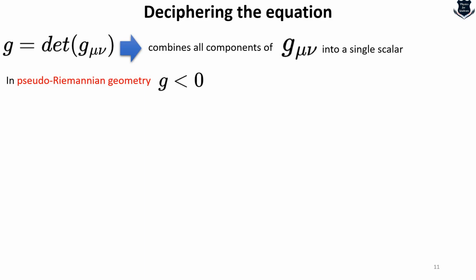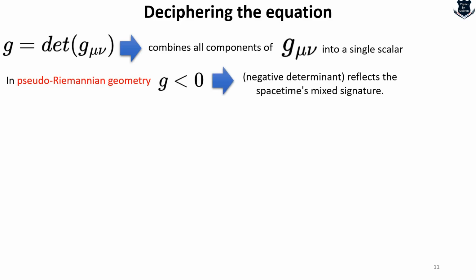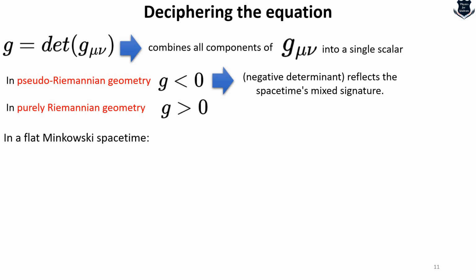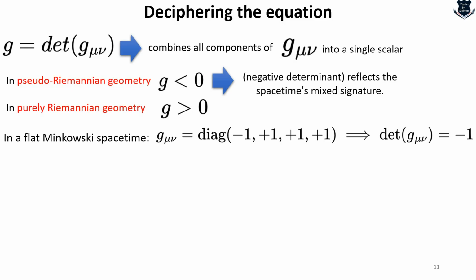So why a scalar? Because it will remain invariant. If I take a pseudo-Riemannian geometry where g is less than 0, it means that the negative determinant reflects the space-time's mixed signature. In a pure Riemannian geometry, g will be greater than 0. So in flat Minkowski space-time, we get this kind of derivation where you can see the determinant of g mu nu is minus 1. So the negative determinant is consistent with the mixed signature of space-time.